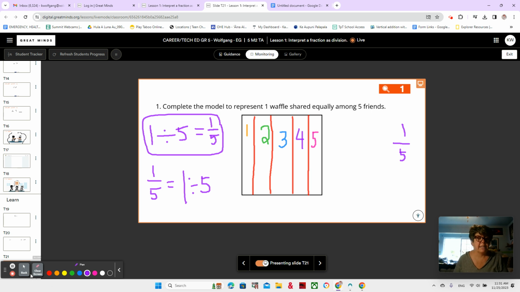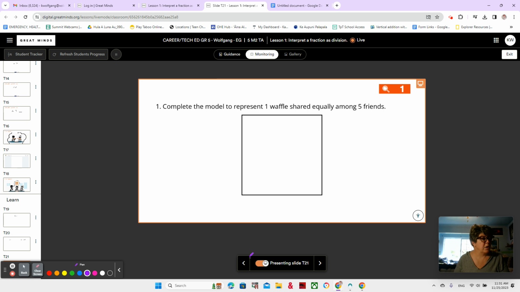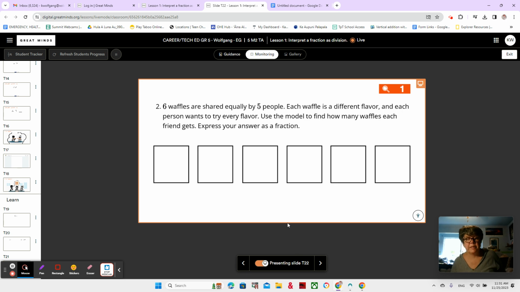So let's look at our next problem on page 5, which is: 6 waffles are being shared equally by 5 people. Each waffle is a different flavor, and each person wants to try each flavor. Use the model to find out how many waffles each friend gets, and express your answer as a fraction. So we have 6 waffles and 5 friends, and each one is going to get more than 1, but they each want to try all the flavors.